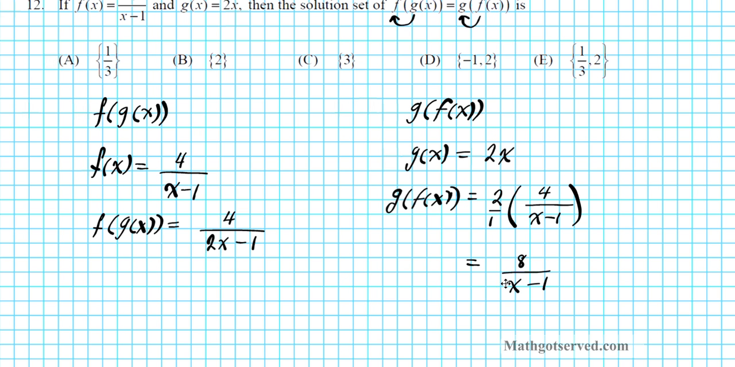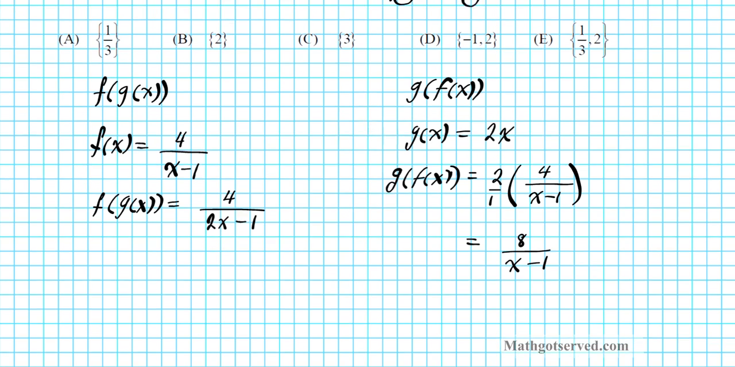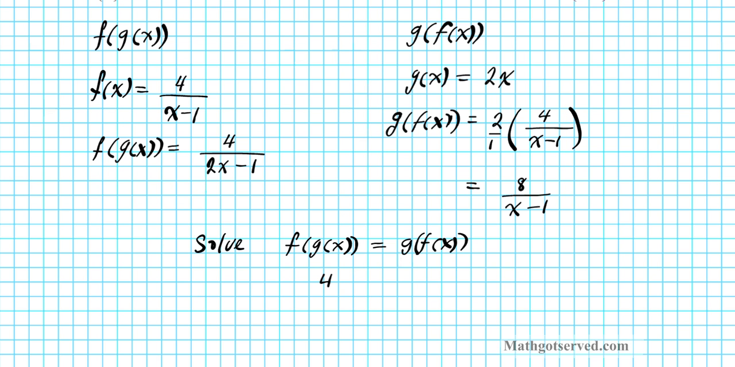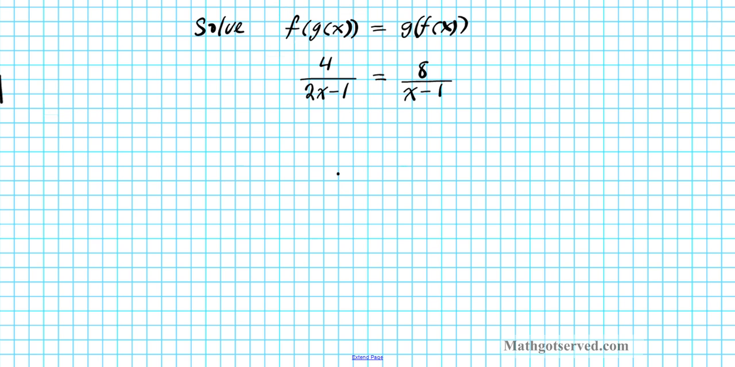Okay, now we have f of g of x and g of f of x. What are we going to do? We're going to solve for x, where f of g of x is equal to g of f of x. Okay, so f of g of x is given by 4 over 2x minus 1, and g of f of x is 8 over x minus 1. Okay, so we're done composing. Now we're going to solve this rational equation. So how do we solve this?